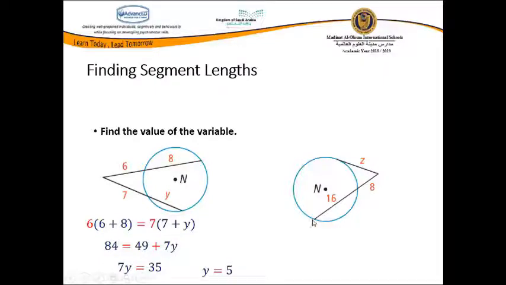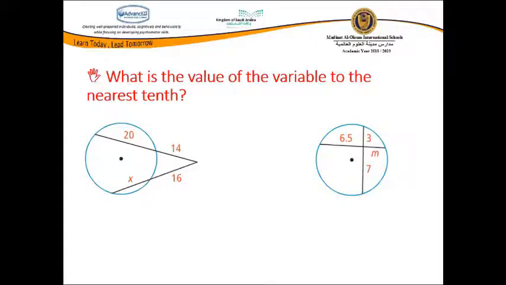In the other question here, we have a secant and tangent intersecting outside this circle. Then according to our theorem, we will apply that the outer segment 8 times the whole secant 8 plus 16 equals the square of the tangent z. Then z squared equals 8, the outer segment, times the whole secant 8 plus 16. By solving this by distributive property, then z squared equals 192, then z equals 13.9.